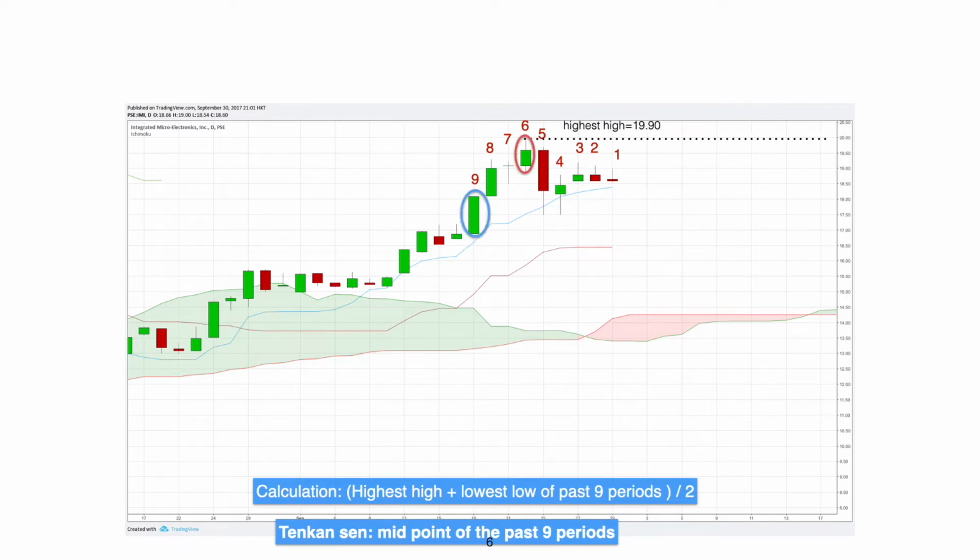So the highest high is 1990 plus the lowest low of the past 9 periods, which is 1688. We divide that by 2 to get 1839. That result becomes a point in the line. This makes up the Tenkan Sen line.